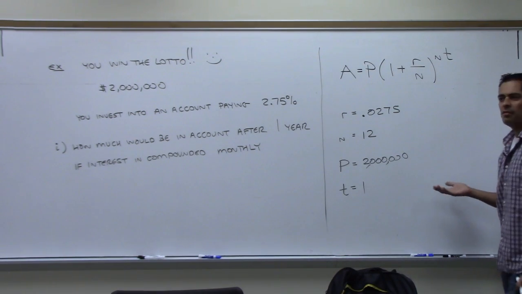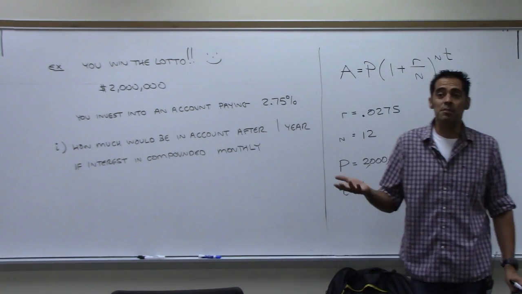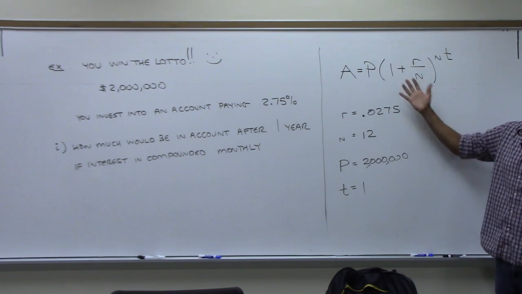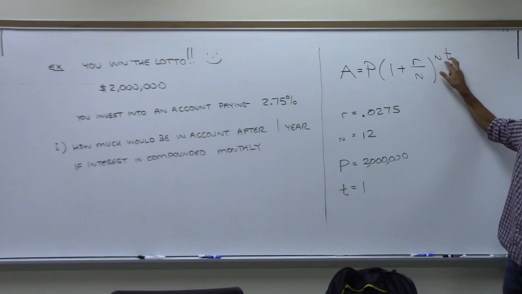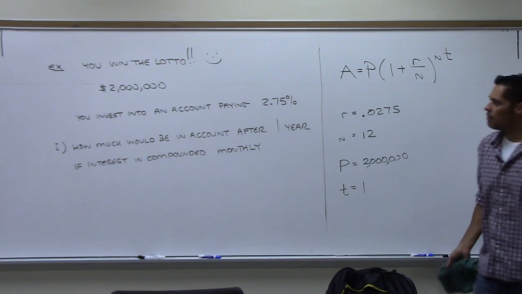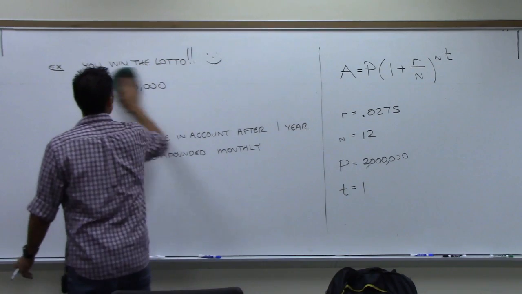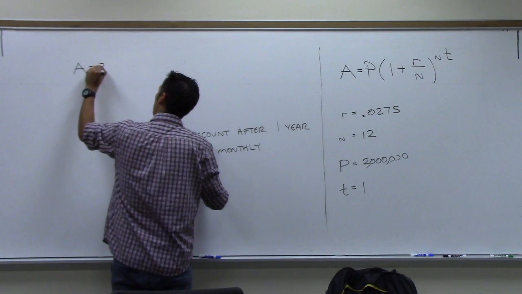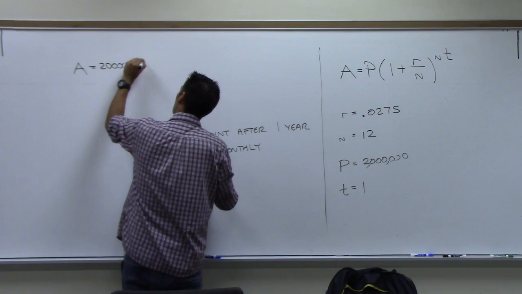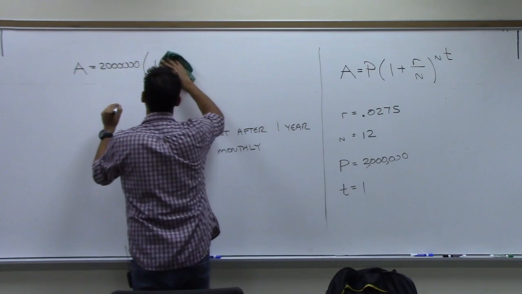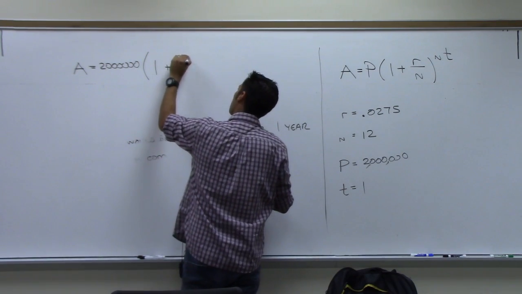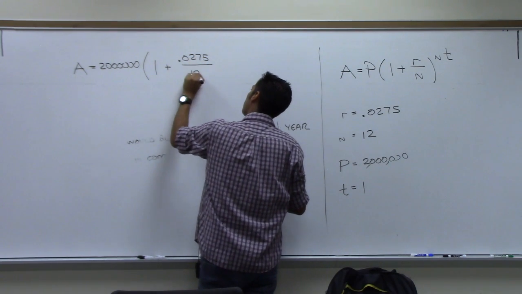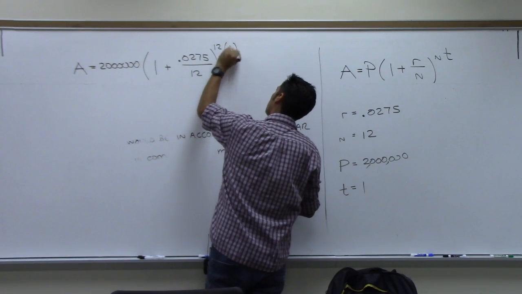Now you might be asking yourself, why does this fall into the exponential function category? Well, this is an exponential function because it has variables up in the exponent, which is what makes it exponential. All right, here we go. I'm going to start writing it out. The amount that's going to be there will be my 2 million times 1 plus 0.0275 divided by 12 raised to the 12 times 1.